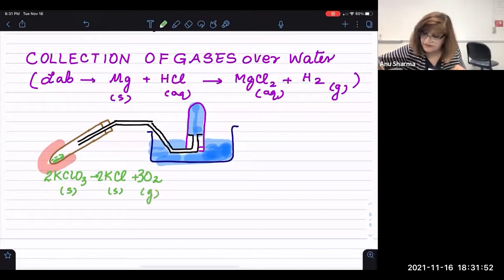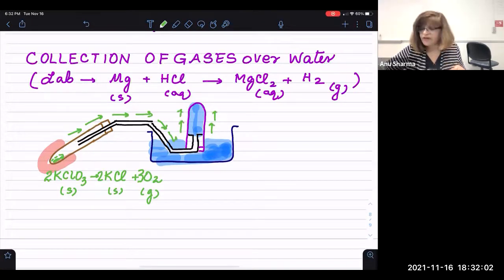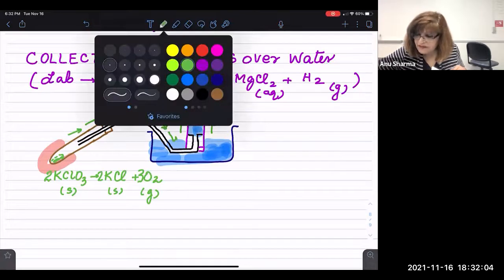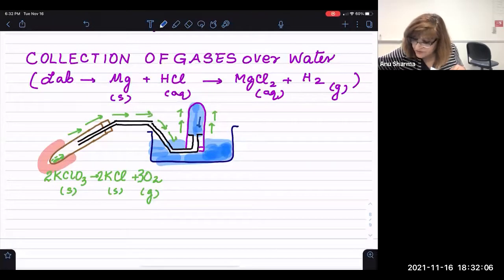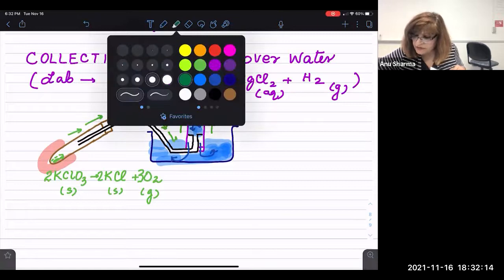Now this gas goes all the way from this tube up into this container, an inverted test tube. And when that happens, the water begins to leave. It pushes the water down, like the carbon dioxide or the hydrogen gas that you collected, you've seen it, right?